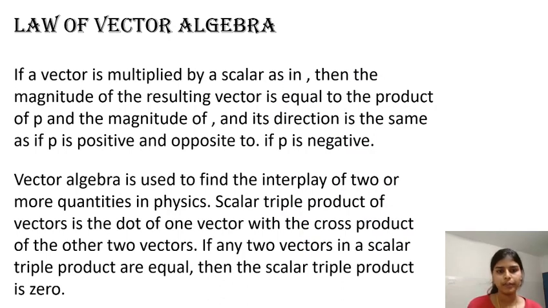Let's come to the law of vector algebra. If a vector a is multiplied by a scalar p, then the magnitude of the resulting vector is equal to the product of p and the magnitude of a, and its direction is the same as a if p is positive and opposite to a if p is negative. Vector algebra is used to find the interplay of two or more quantities in physics. Scalar triple product of vectors is the dot of one vector with the cross product of the other two vectors. If any two vectors in a scalar triple product are equal, then the scalar triple product is zero.